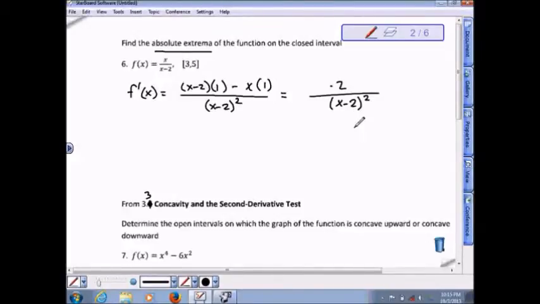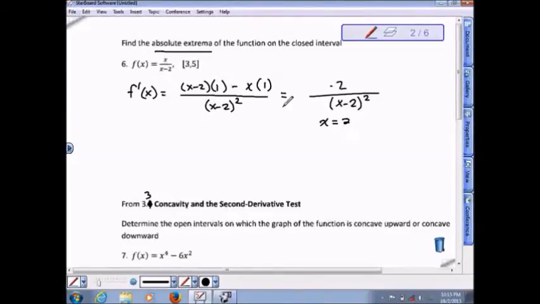minus 2 squared. Now, we can have a critical value, remember, whenever the first derivative is equal to 0, or when it's undefined. It's undefined when x equals 2, and because there are no x values in the numerator, this expression will never equal 0. So the only critical value we have is x equals 2.